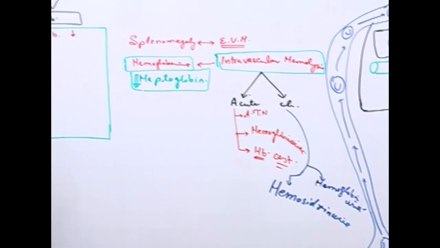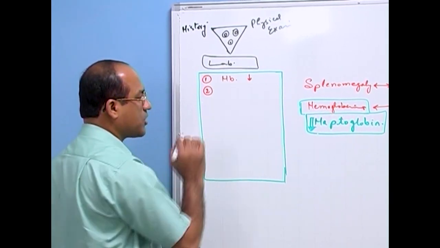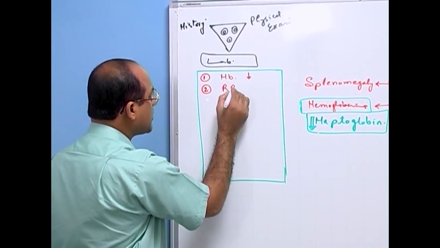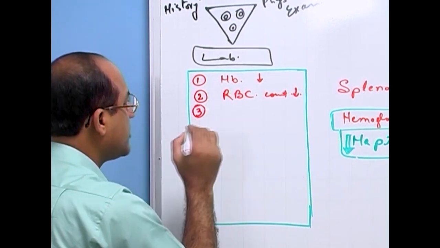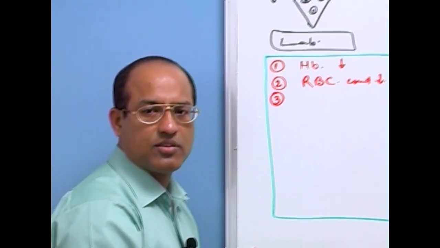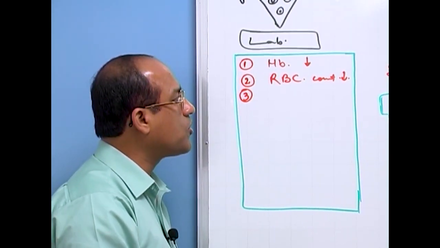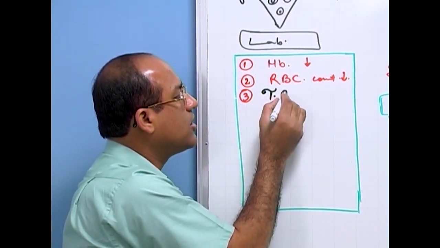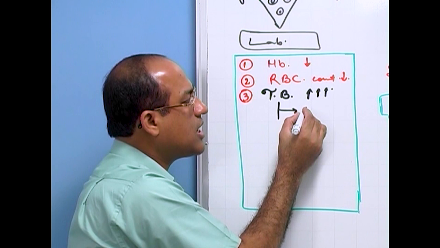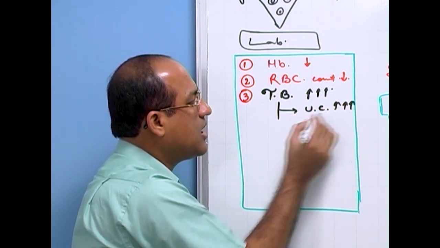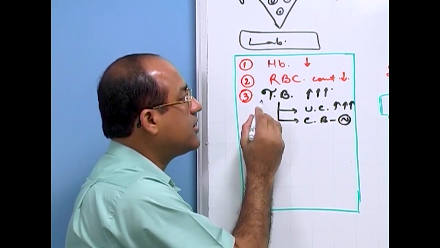Now, in a person who has hemolysis, number one, the hemoglobin will go down. Number two, the RBC count goes down. Number three, RBCs are breaking down, so total bilirubin will go up. Out of the total bilirubin, unconjugated bilirubin will go up, and conjugated bilirubin will be normal.